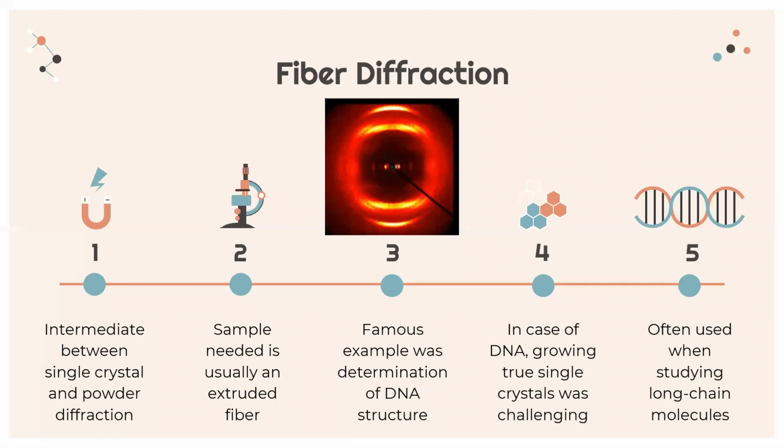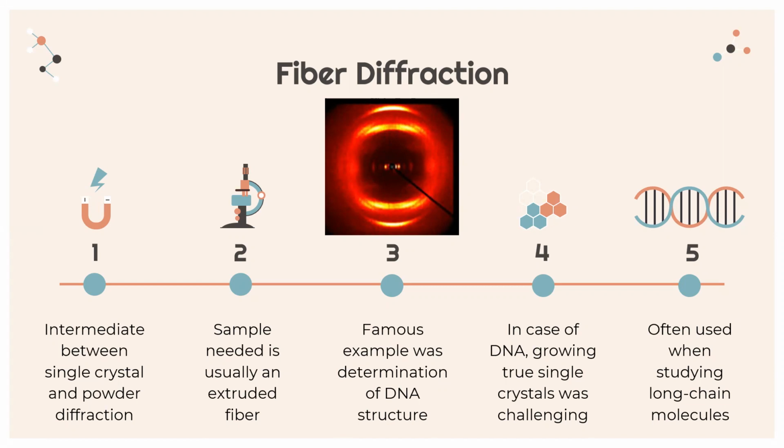Next, fiber diffraction. The fiber diffraction method is an intermediate between the single crystal and powder diffraction methods. The sample needle is usually an extruded fiber with a well-defined crystal axis aligned along the fiber axis, which is also known as the meridian, and cylindrical averaging about that axis. A famous example of this technique was the 1953 determination of the structure of DNA. In the case of DNA, growing true single crystals proved to be challenging, but the additional orientation of the diffraction pattern due to the fiber geometry was enough to deduce the helical form of the DNA molecule.